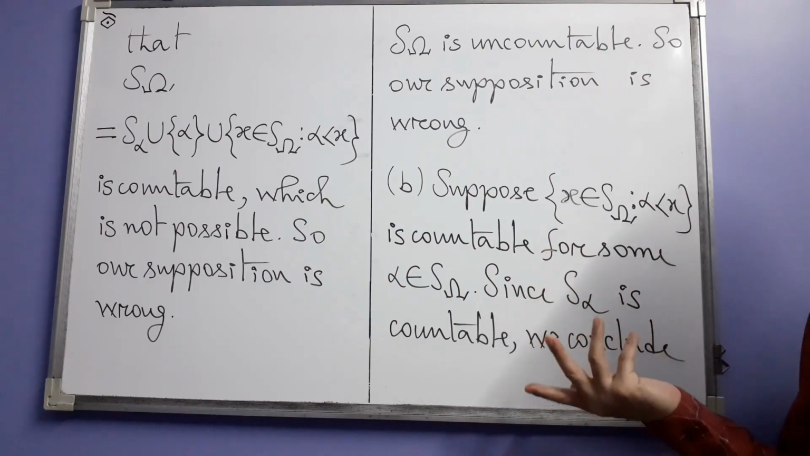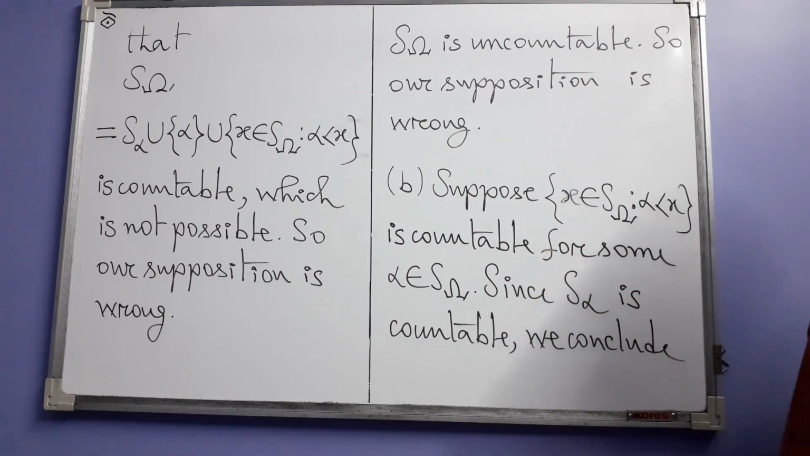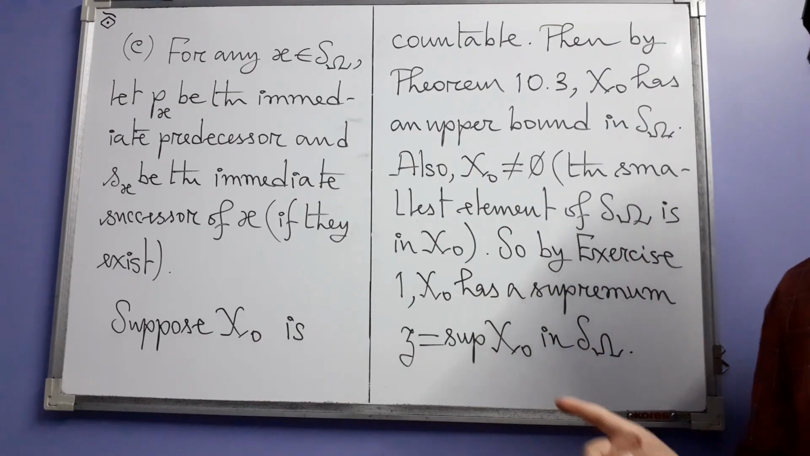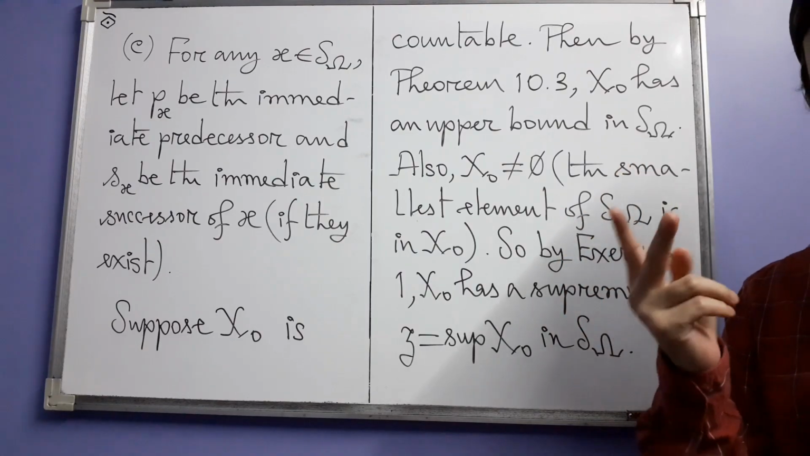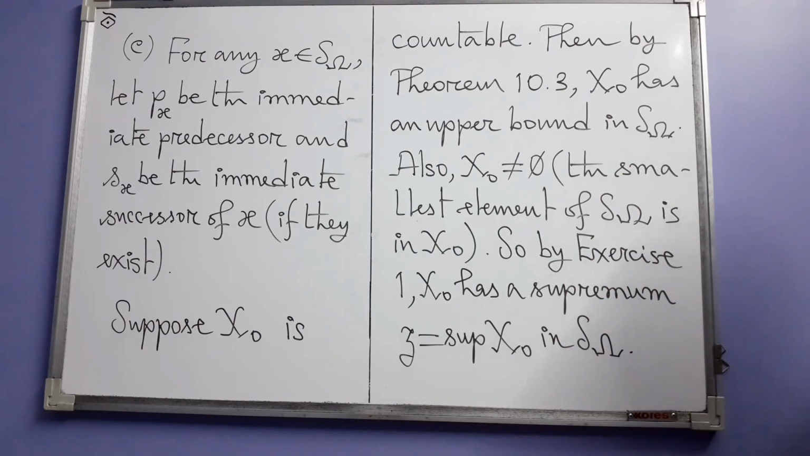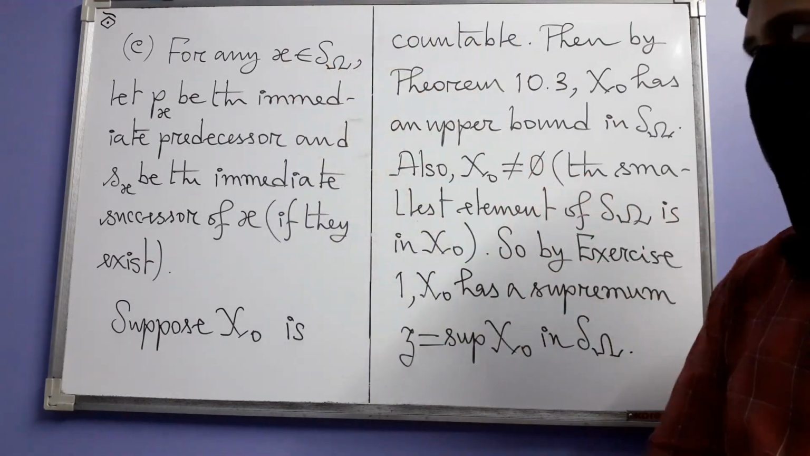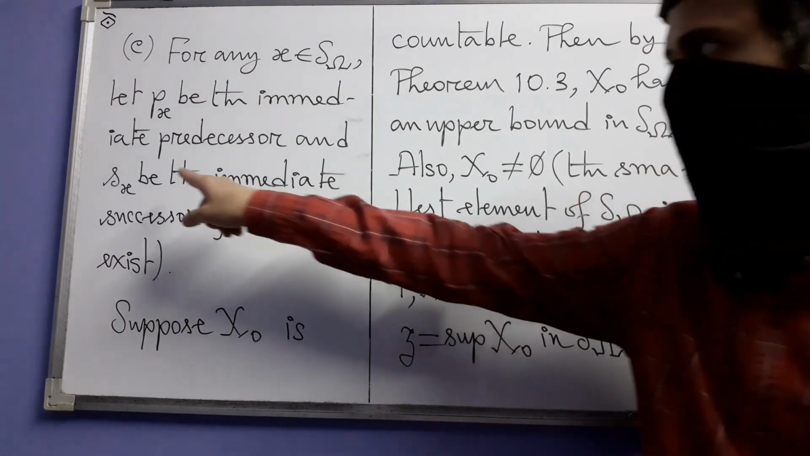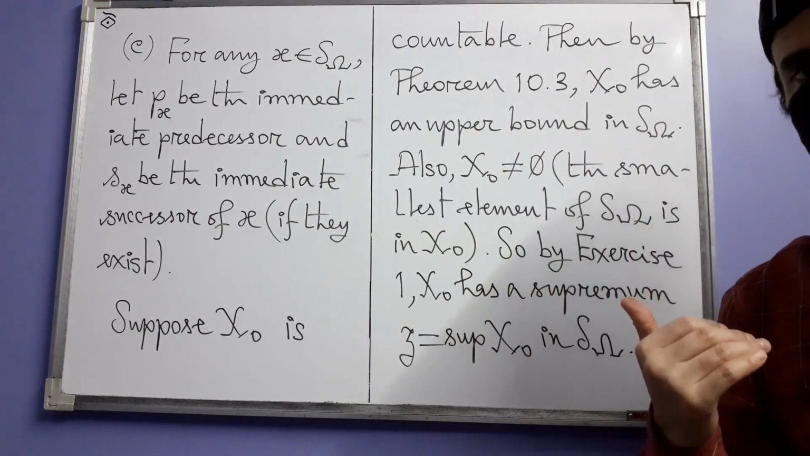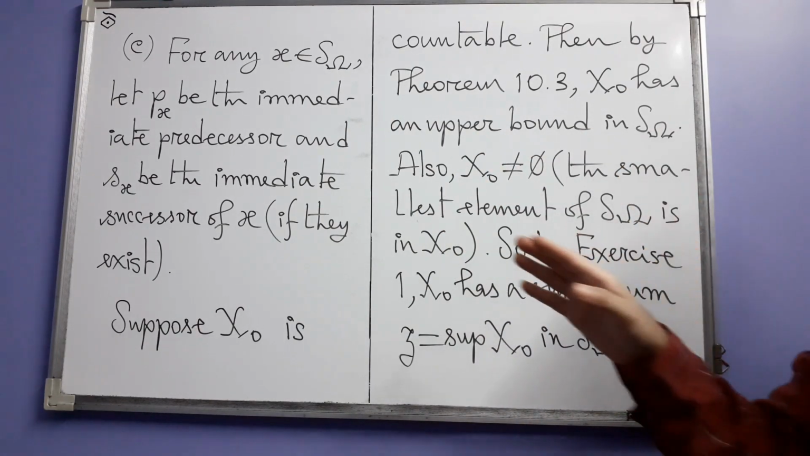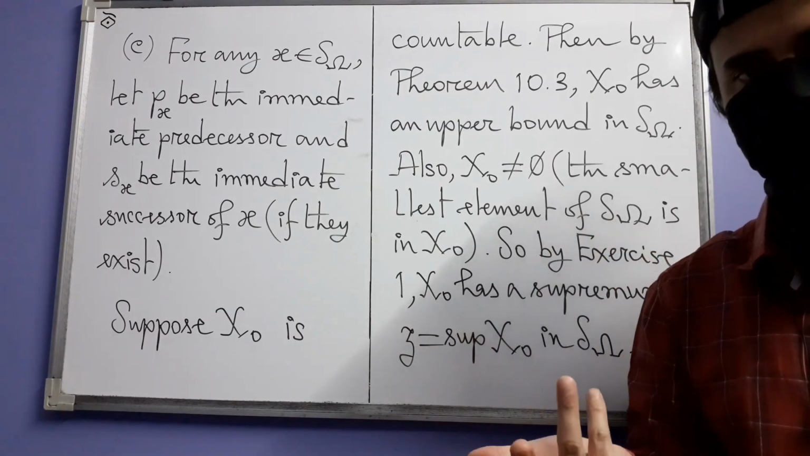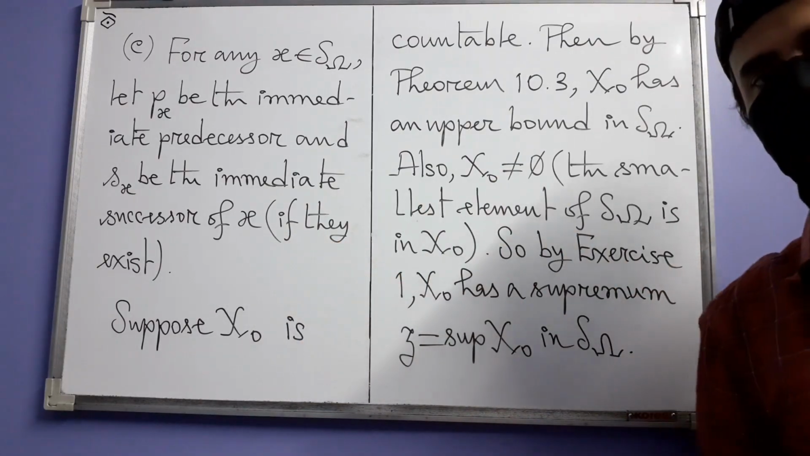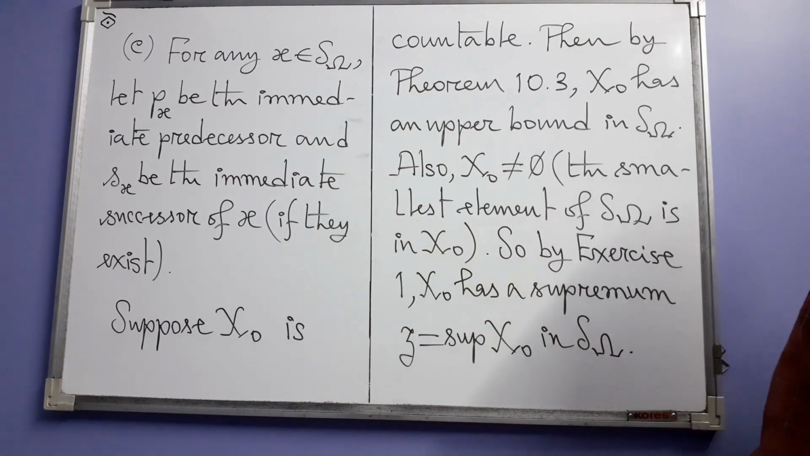But the next part, part C, is somewhat different and it will be a little long. So let's see. We start the solution to part C by making up two notations. It will be helpful to us. For any element x in S omega, we denote by Px the immediate predecessor of x and by Sx the immediate successor of x. It's a different matter that these Px and Sx may not exist. When they exist, we will use these notations. That's why I have written if they exist. Okay, so with these notations, we now start.